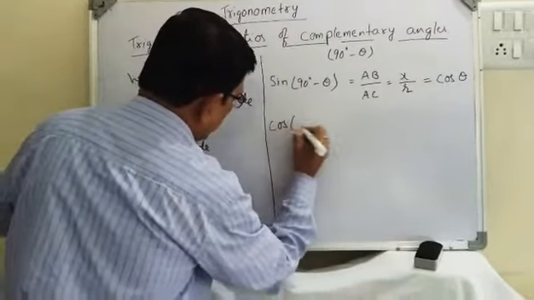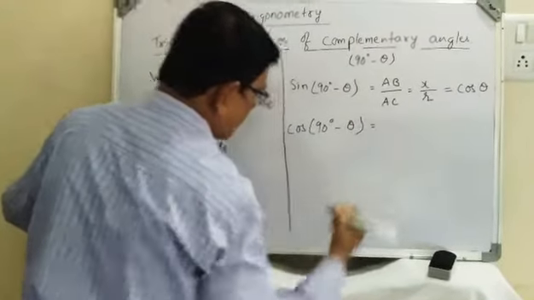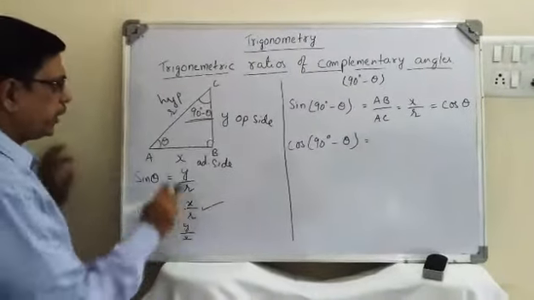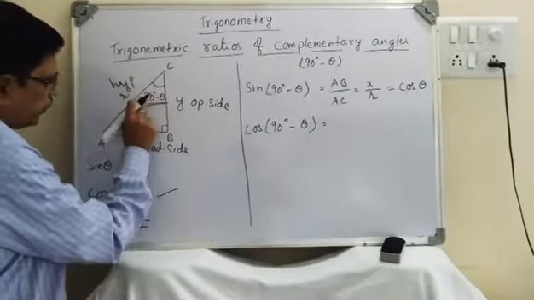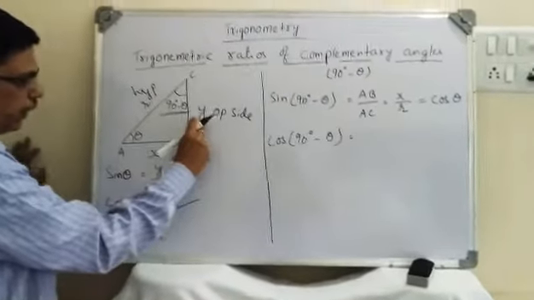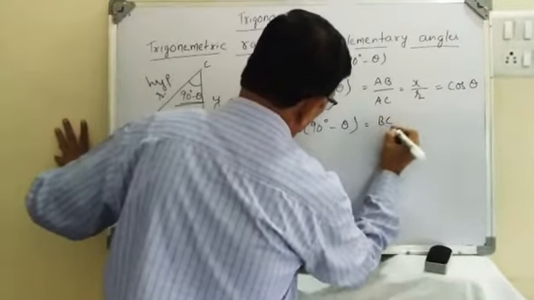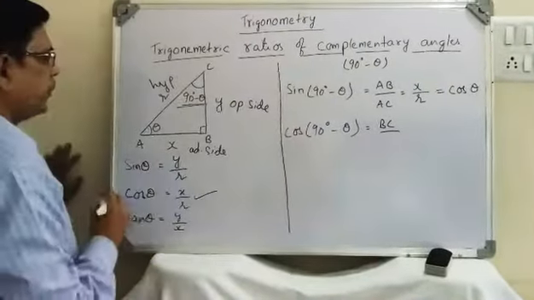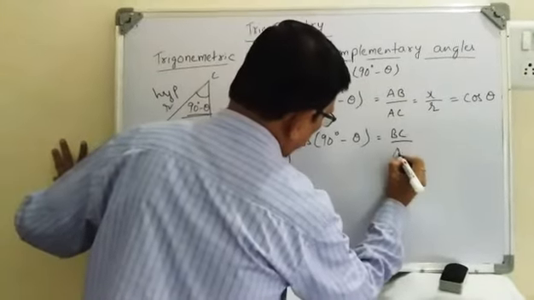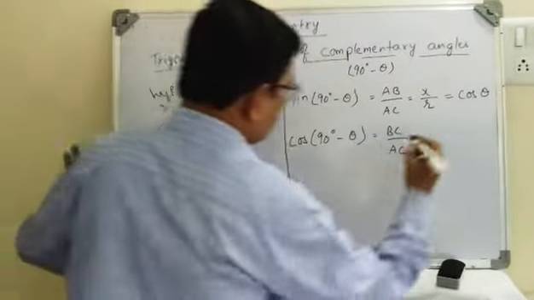Similarly, if we see cos 90 minus theta, what is the ratio of cos? Adjacent side to 90 minus theta. This is 90 minus theta here. The adjacent side will be y, that is BC, by the hypotenuse, which is AC, so we write AC here. So this is equal to y by r.